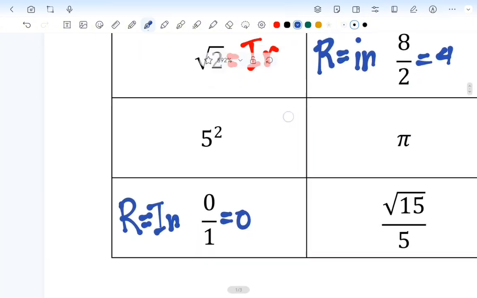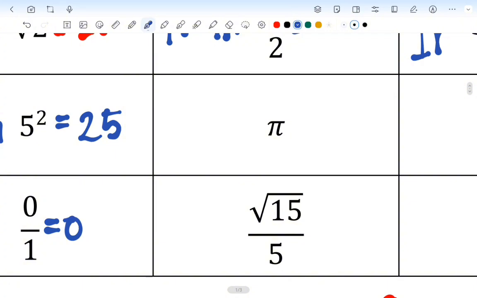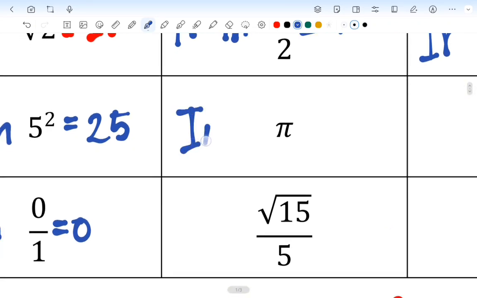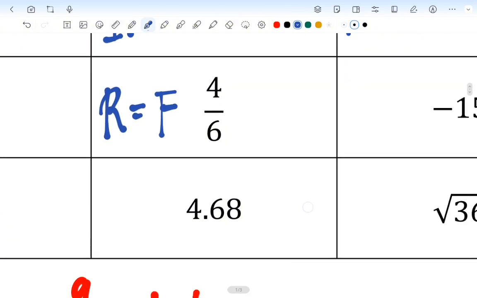Going up, 5 out of 2... 5 out of 2 is 25, a complete number, which makes it a rational and an integer. Pi is a decimal. If we're going to put it in decimal value, it has a very long number. It will also go to infinity without a pattern. This is an example of irrational number. We have 4 out of 6. We can already see that it is not complete because the numerator is smaller than the denominator. So therefore, it is already a rational number and an example of fraction.